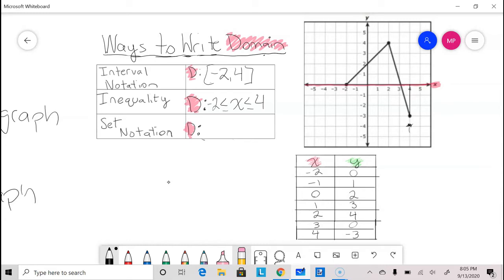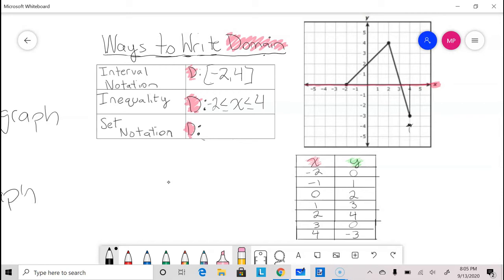Now for our last way of writing out domain, we're going to use set notation. And to help us out with set notation, we're going to take a look at this table. Now, you might remember from the last assignment, we did have to find out domain from the x values, and the range from the y values.